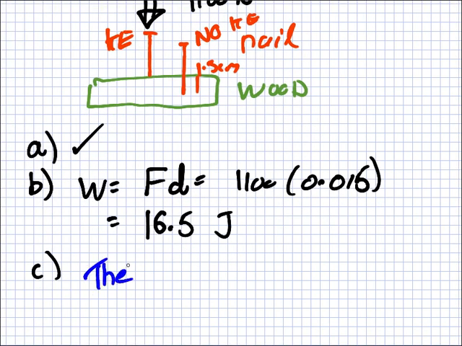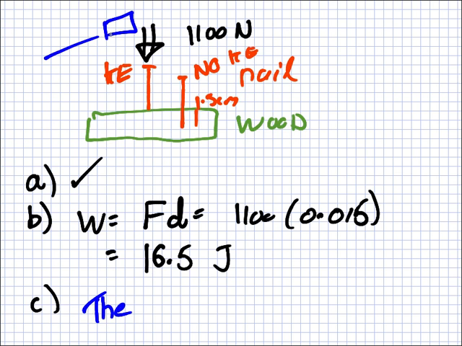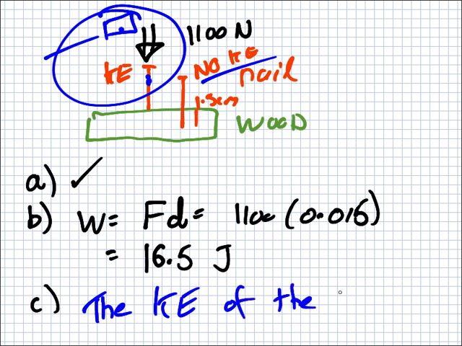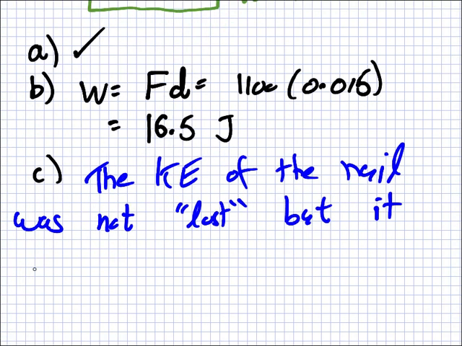It wasn't lost. What happened to it? I thought that was asked for the hammer. Or the hammer too, yeah, because the hammer had kinetic energy. Everything here has kinetic energy. Firstly, the kinetic energy from the hammer became kinetic energy in the nail. Fine. So what happened to the kinetic energy in the nail? The kinetic energy of the nail was not lost, but it was converted to many things. Let's list them.